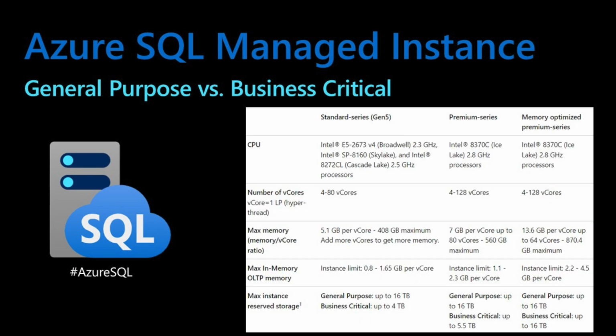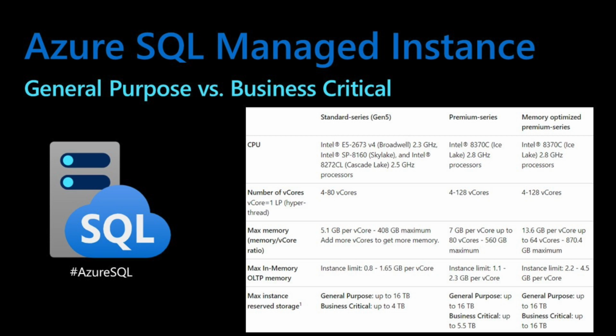So the next thing that we want to take a look at here is some of the different hardware options that we're going to get for both the general purpose tier and the business critical tier. Looking at this chart right here, we can see that for the standard series Gen 5 hardware, you're going to have a minimum of 4 vCores up to a maximum of 80 vCores. For both of the two tiers, these are going to be your options for the number of vCores. But as we start to move over to the premium series hardware and the memory optimized hardware, this is where we're going to start to see some of the key differences.